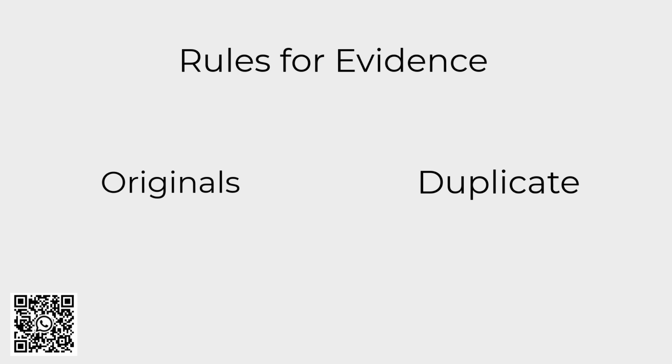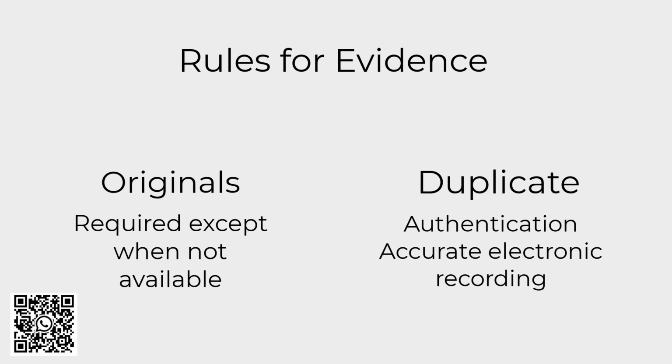So there are two types of evidence. One is original and then the duplicate, that is a copy of the original. Now in case of original, you need to have it unless they are not available. So for example, if you are prosecuting a hard disk, you need to understand that the original hard disk should be produced in the court. Whereas if we have some certain data that cannot be produced in court, image or duplicate can be produced.